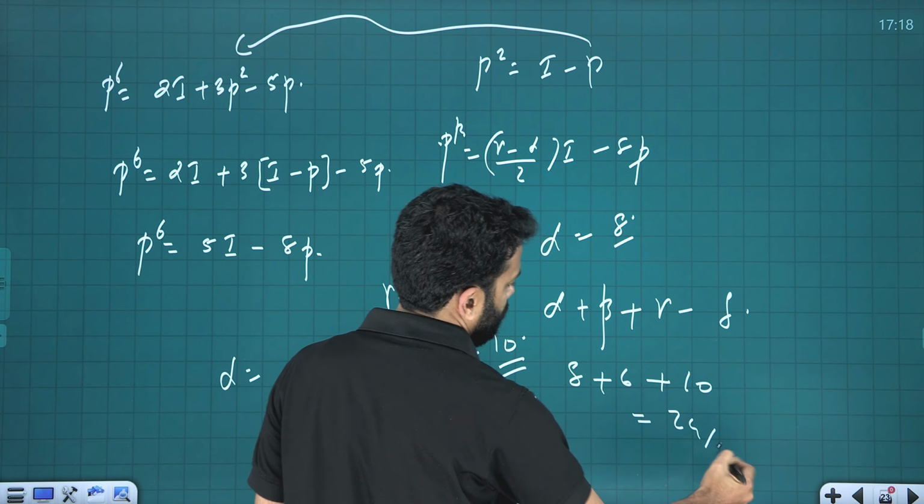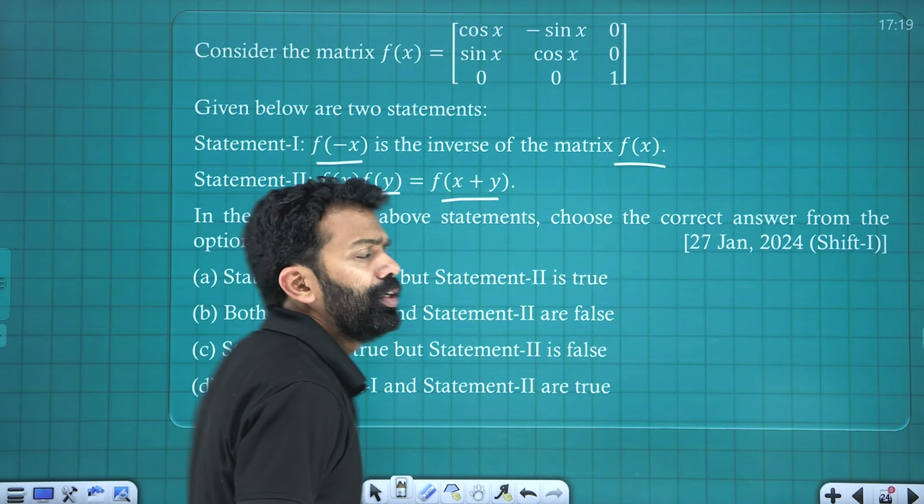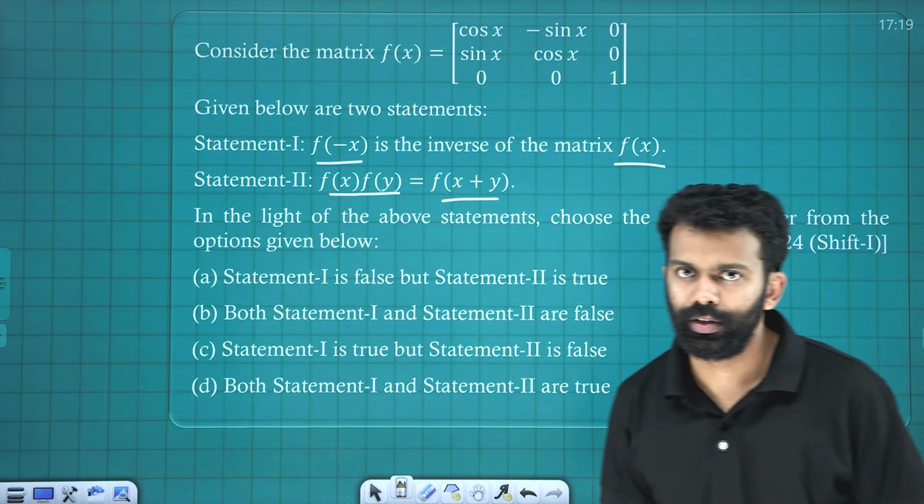Okay, the next question, 2024 first shift, very easy question. A matrix is given: cos x, minus sin x, 0; sin x, cos x, 0; 0, 0, 1. And two statements are given. The first statement is f of minus x is the inverse of f of x. And f of x into f of y is equal to f of x plus y. We need to identify the truth and falsity of these statements, and pick the correct option.